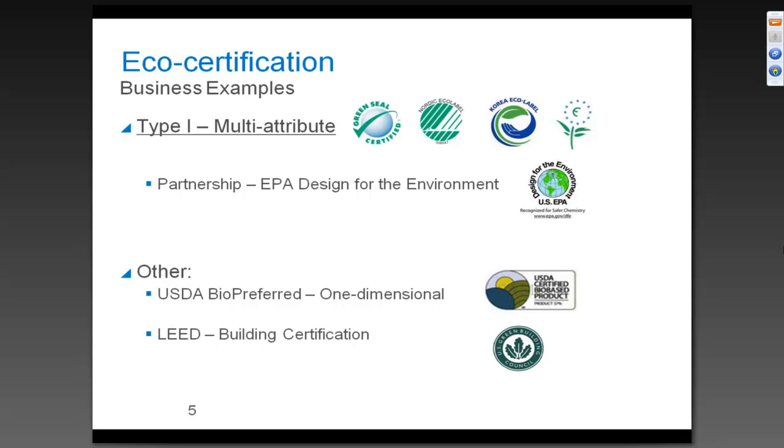The other relevant certifications that I listed were the USDA BioPreferred, which doesn't fall into a Type 1 eco-label because, although it is third party, it is one-dimensional. It's focused on the percent bio-based composition of a product, and it's driven by the U.S. government and the Farm Bill to encourage use of more renewable resources. The last one that I mentioned is LEED, or building certification, which is around existing building and new construction, following a guidance document and getting points for different certification levels for your building or your existing building operation. So that's classifying the different certifications as an example.